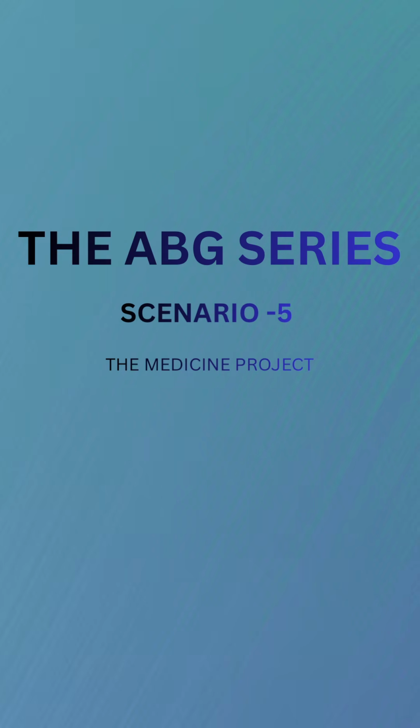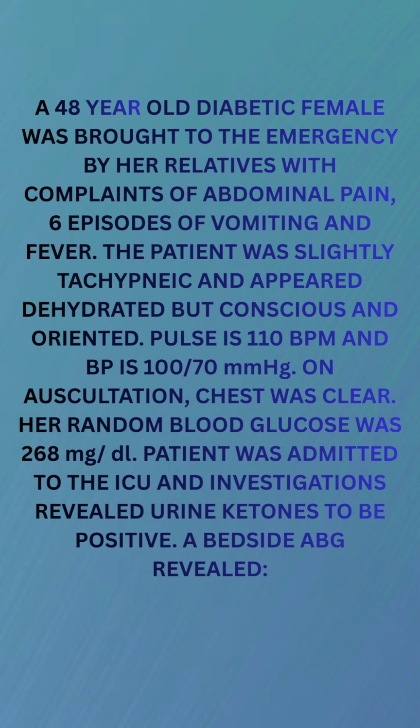Let's have a look at this unique case. So, a diabetic female was brought to the emergency with complaints of abdominal pain, vomiting, and fever. The patient was tachypneic and dehydrated but conscious. Pulse was 110, BP was 100 by 70. On auscultation, the chest was clear.